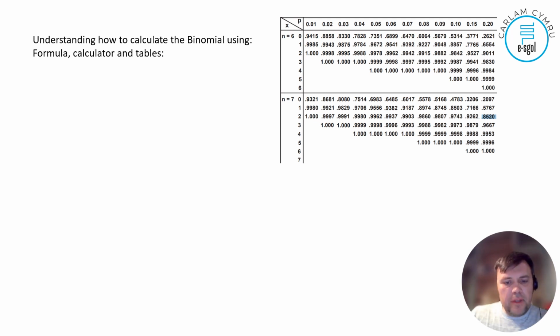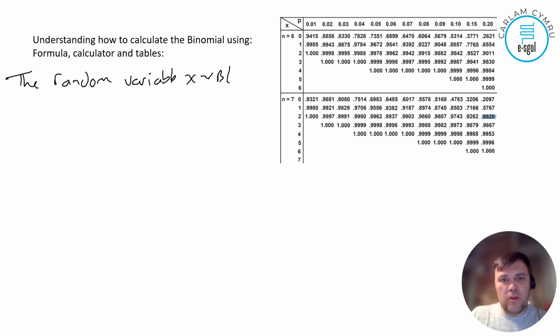If we say the random variable, this is just talking about the binomial, nothing to do with the hypothesis. The random variable X belongs to a binomial, and this is going to be 7, 0.2. Find the answers to the following, to 3 significant figures.